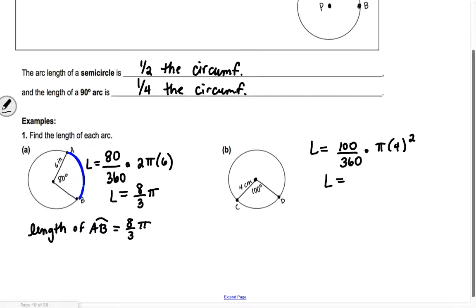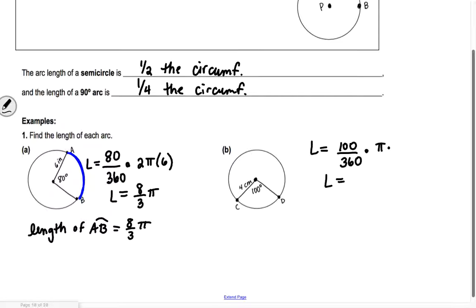Very close. It's actually 40 over 9 pi, I think. Is it 40 over 9 pi? Did I do something wrong? Did you do 4 squared is 8 instead of 4 squared is 16? Oh, I didn't do squared. All right, so yeah, it should be 40. Oh, why did I do squared? Never mind. You're right. Because it's arc length, I'm getting ready to talk about area.